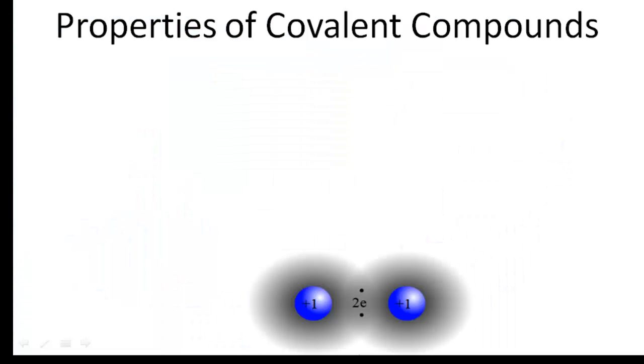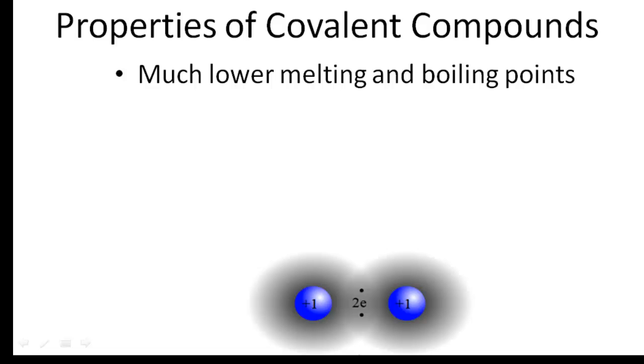It's important to learn the properties of covalent compounds, such as they have much lower melting and boiling points than ionic compounds. In other words, it doesn't take much to boil a covalent compound or to melt a covalent compound, whereas it takes a lot of energy to melt salt. Covalent compounds are often softer and squishier than the similar ionic compounds.